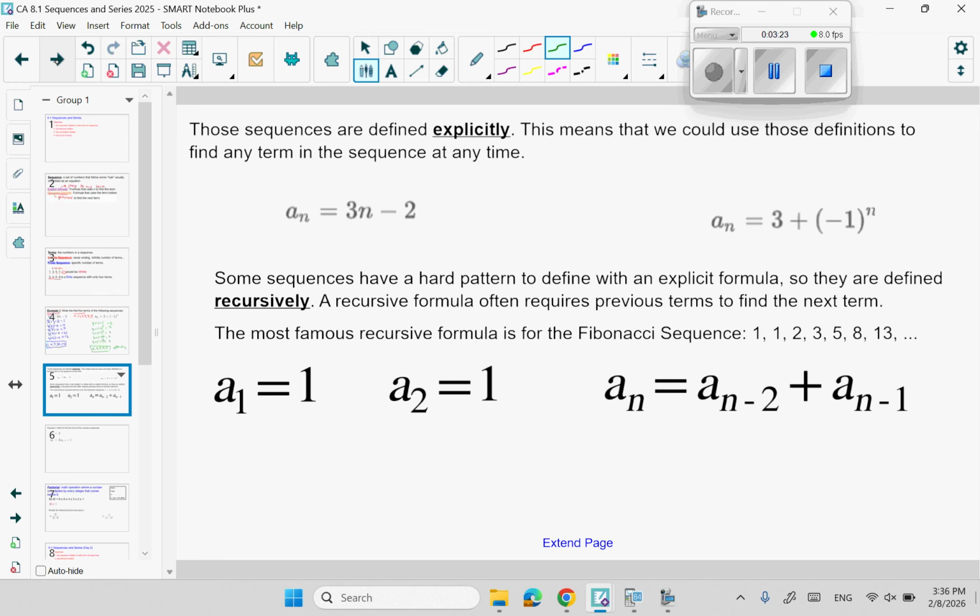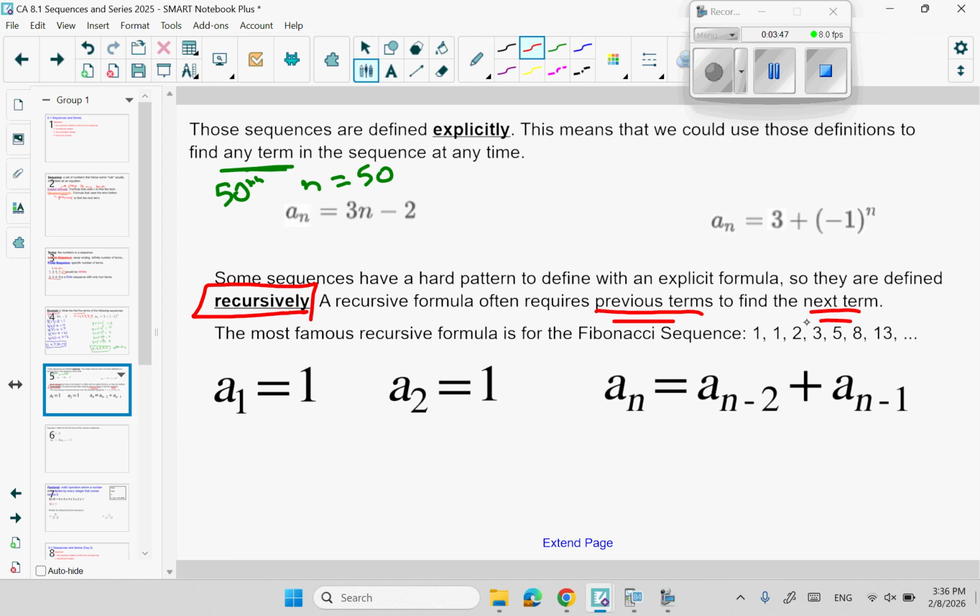So those were explicit. I could jump around and do whatever I wanted. I could just plug in values and find any term. If I wanted to find, for example, the 50th term, I could just plug in n equals 50 and do it. However, some are recursive. So you need to have the previous terms to find the next term, aka you have to go in order.